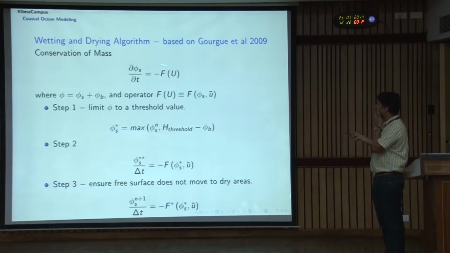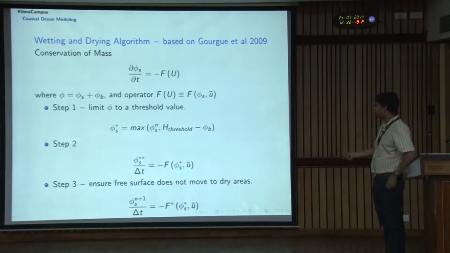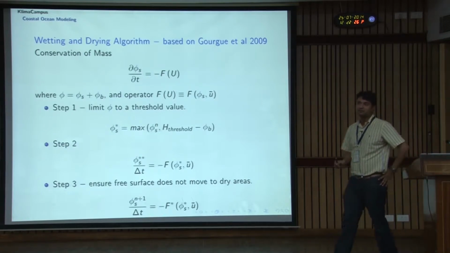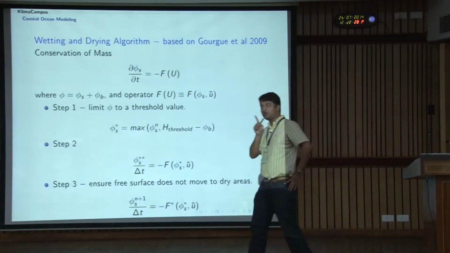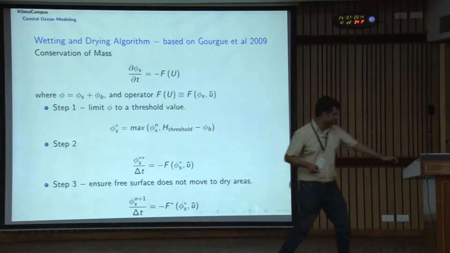So what we do is we modify the conservation of mass equation, right? So we limit the geopotential to a minimum threshold. Now, once I limit my geopotential to a threshold and I integrate my conservation of mass in time, I have an error in my flux term. Now, I appropriately modify my flux term to ensure that I maintain depth positivity and also conserve mass. Okay? Conservation of mass is very, very important in this case.